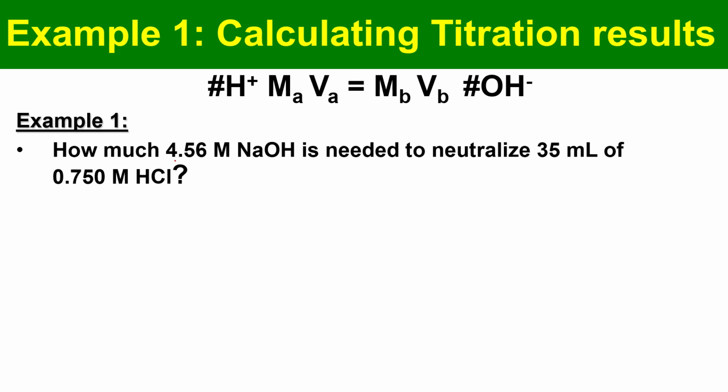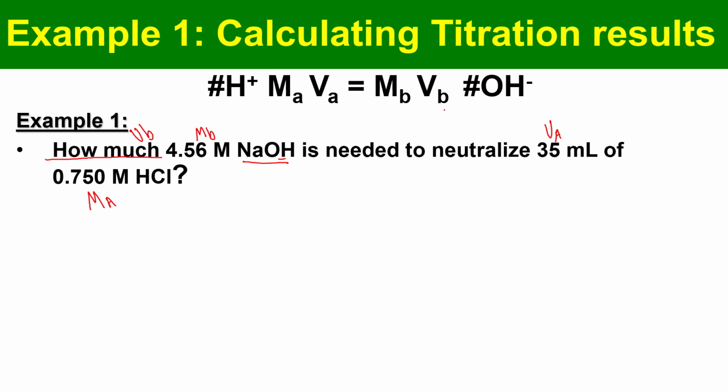It says how much 4.56 molar sodium hydroxide. Now we got a lot of information there. First of all, sodium hydroxide, we see hydroxide, that's our Arrhenius base. So this molarity here must be Mb. And now they're saying how much of that, that's Vb. Looks like we're solving for the volume of the base. And this looks like it's Va, 35 milliliters of 0.750 molar HCl, that is Ma. So we were given the information in MAVA equals MBVB.